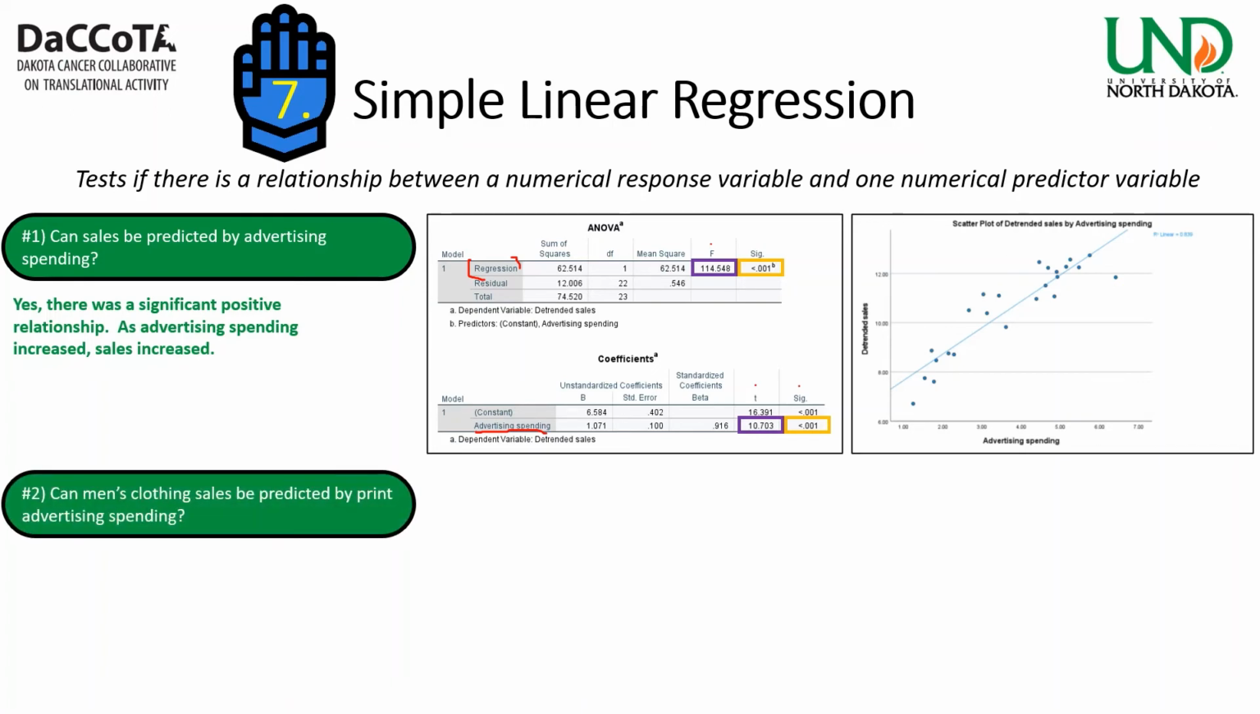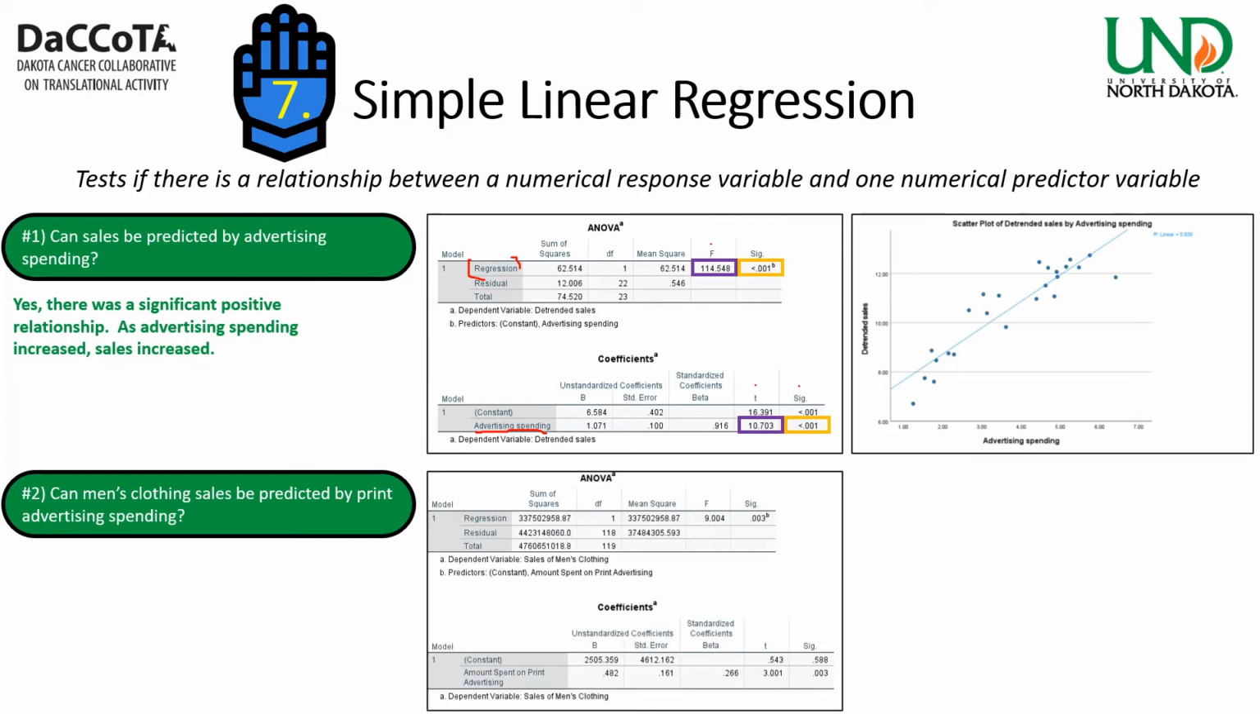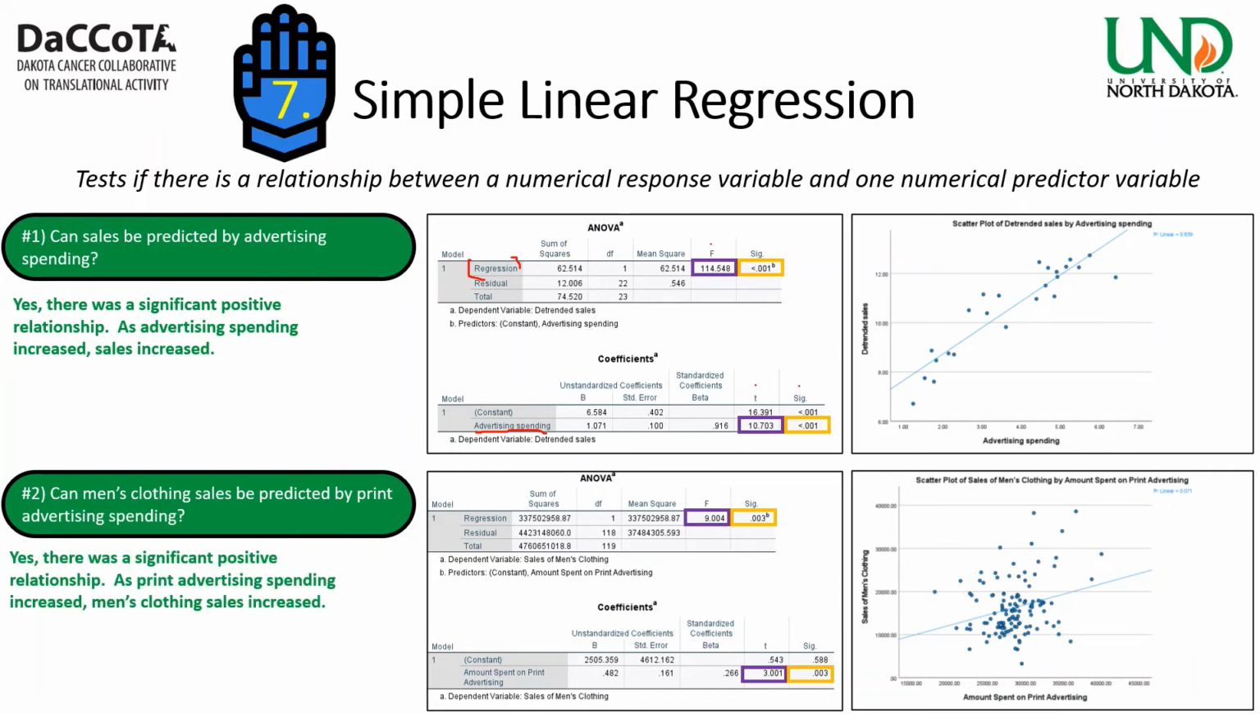Let's look at men's clothing sales specifically by print advertising. So let's get a little more specific. We find that the overall model was significant, and specifically our X variable was significant, and there was a significant positive relationship again between advertising and clothing, though not as strong. We can see here one of the nice things, it plots the R squared, how much variation is explained by the X variable. This is like in the 8s. This is much lower. Okay, we'll keep going along.